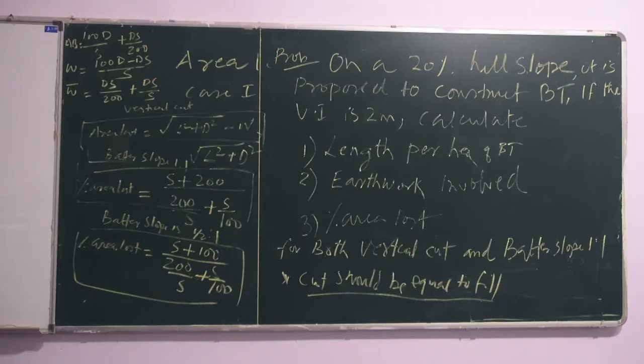What will be the earthwork involved? The caveat is given, cut should be equal to the fill. So whatever the cut is, that will be the earthwork. For filling you are not bringing in earth from anywhere else. Whatever the cut is, that is being filled. So the cut portion, the earthwork has to be determined in terms of cubic meter. The third is the area lost. You have to determine all these three things both for vertical cut as well as for batter slope of 1:1.